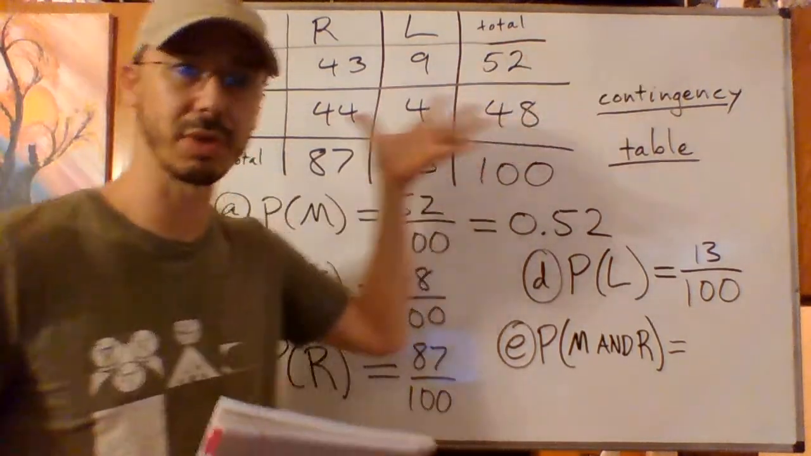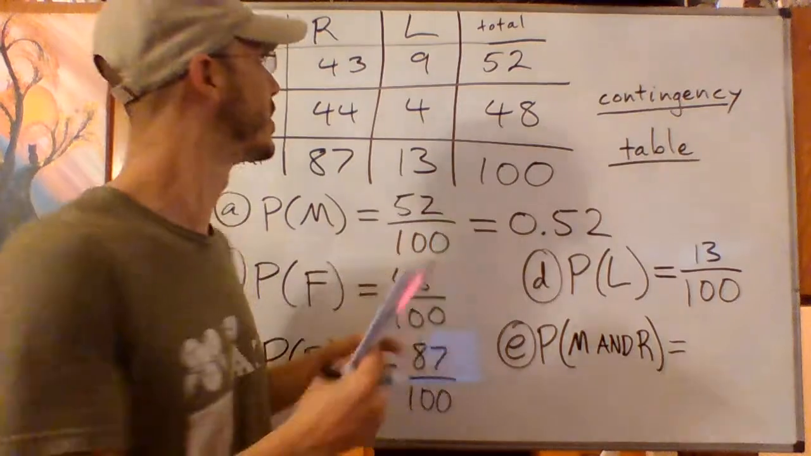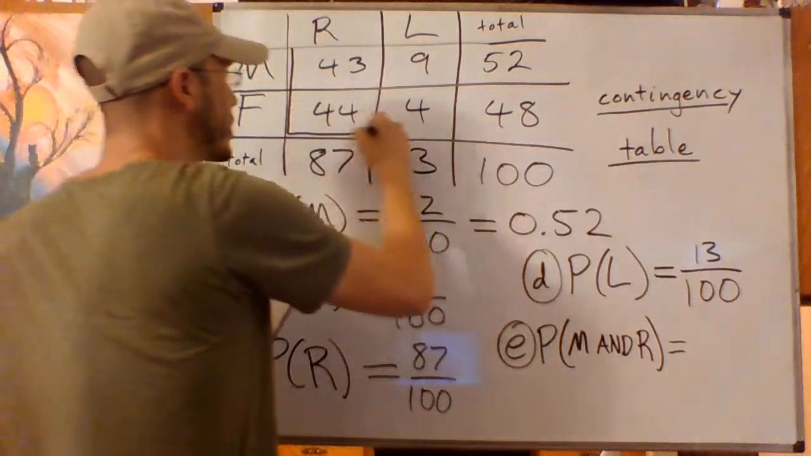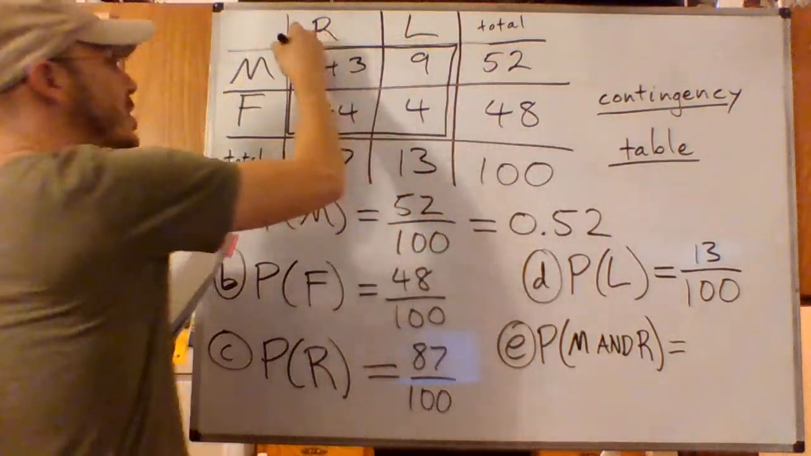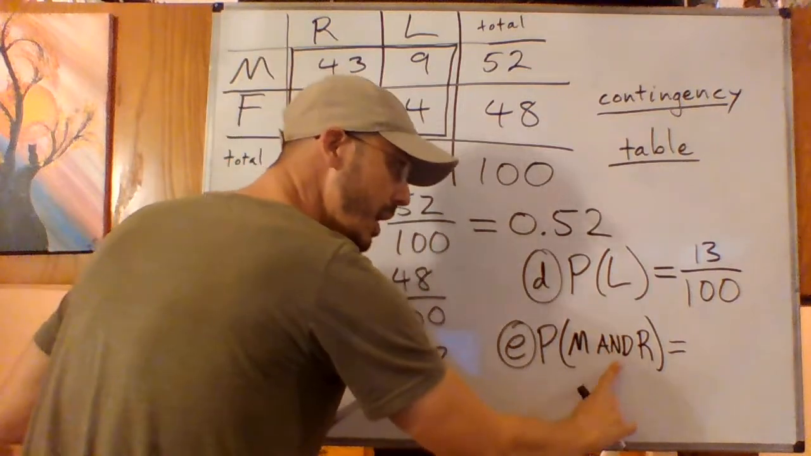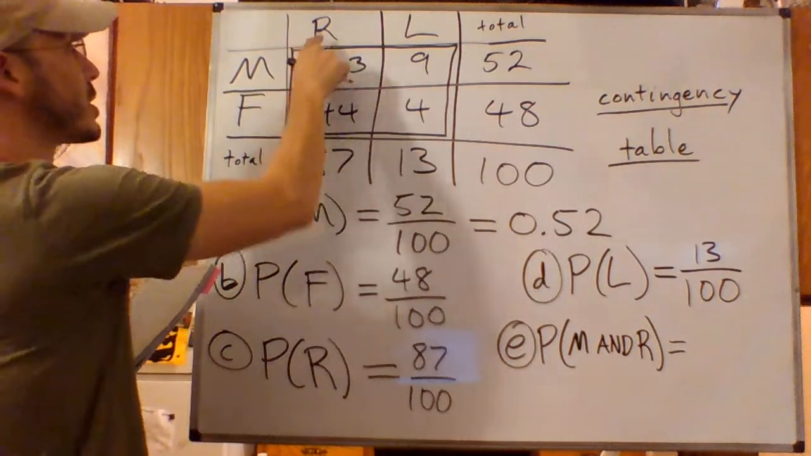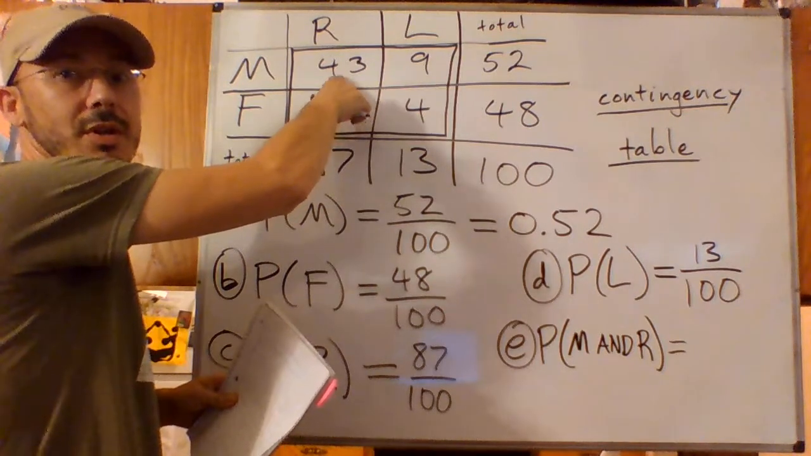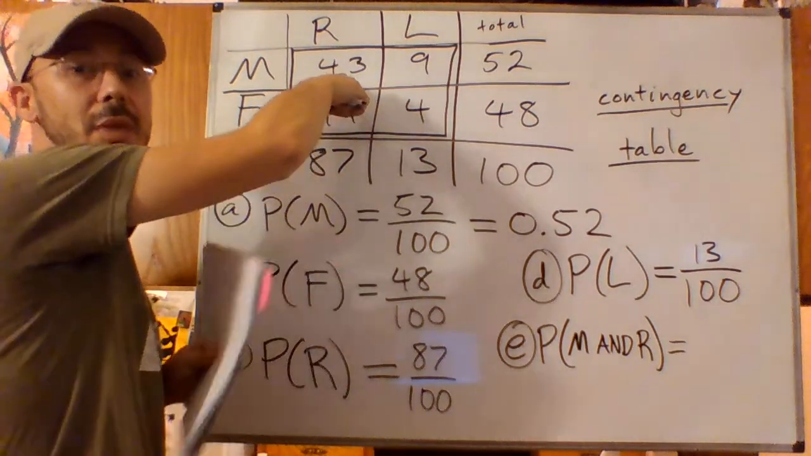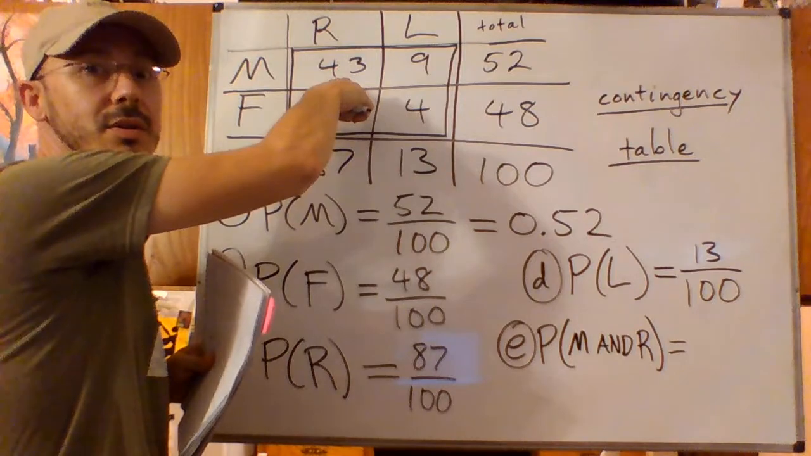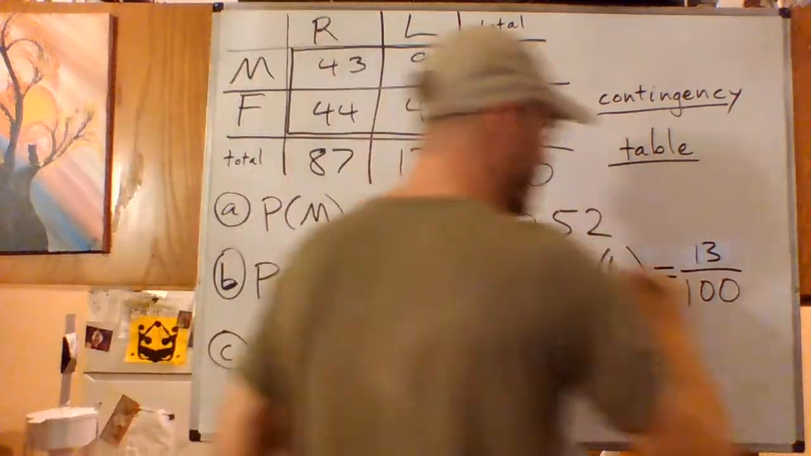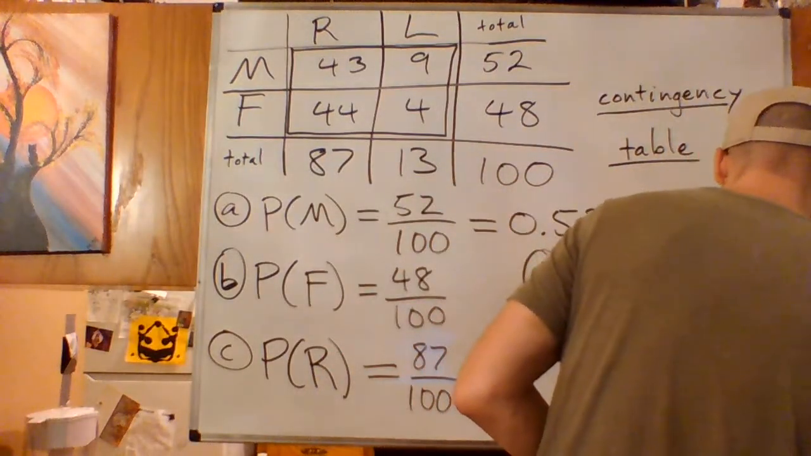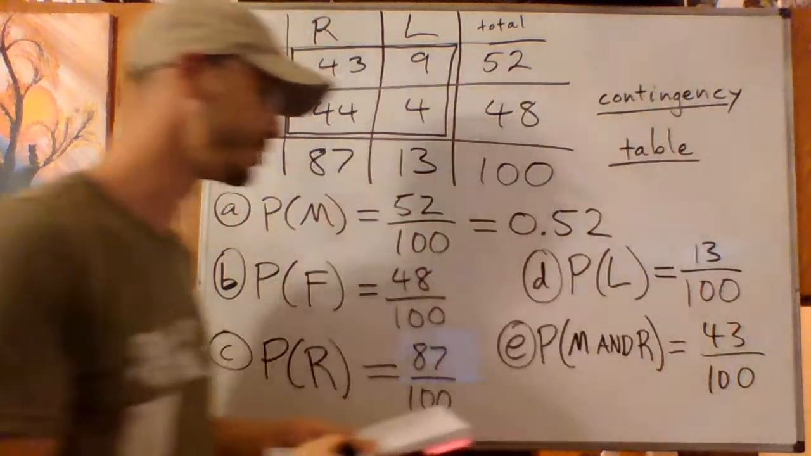as long as it's a completed contingency table. The original data is just this middle part, and that was actually sorted in just such a way. M and R is those 43 individuals. There are 43 right-handed males, and that's what the AND event here means. 43 out of the total 100 people.